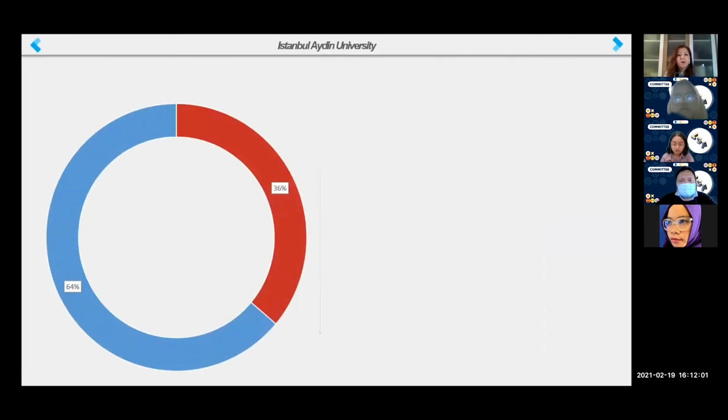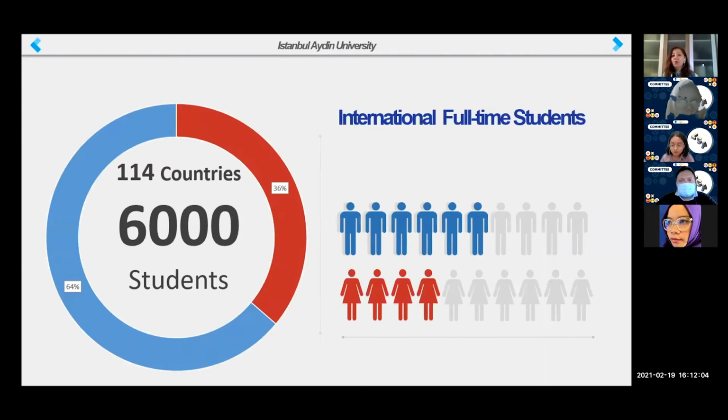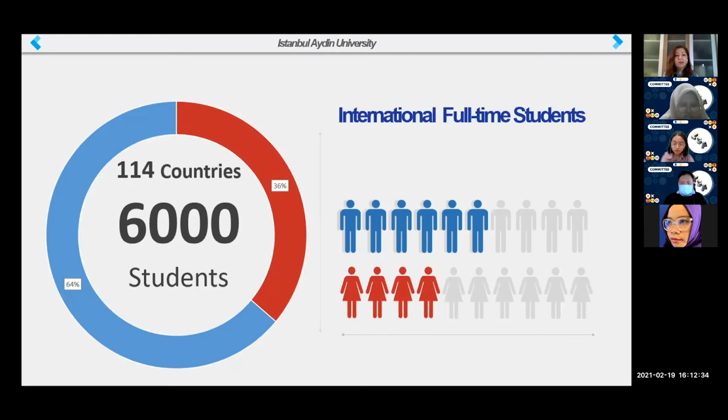So we have 6,000 full-time international students from 114 different countries. They come from all over the world, but the majority of them, of course, come from the neighboring countries in the Caucasus, in the Middle East, in Europe. But we also have students from, of course, Africa, Asia, all over the world. So we are very happy to welcome them on our campus for full-time studies.